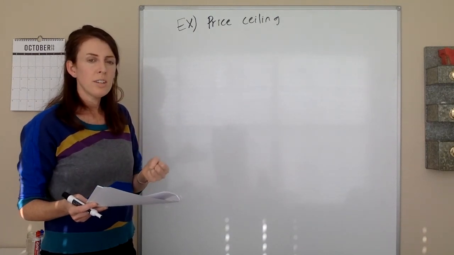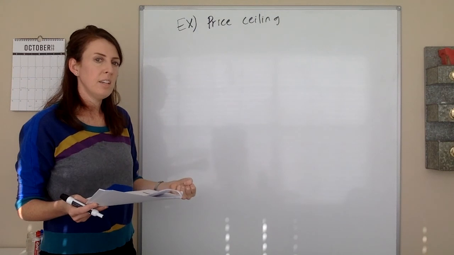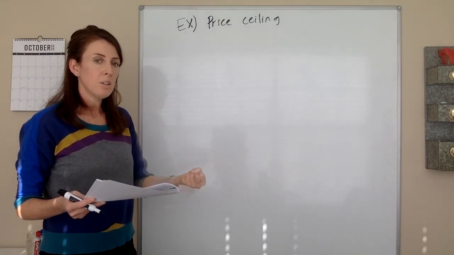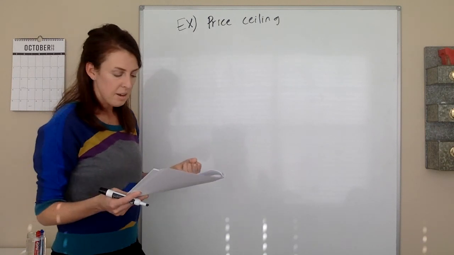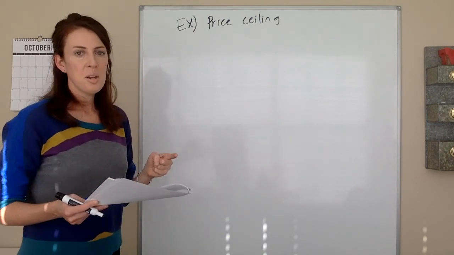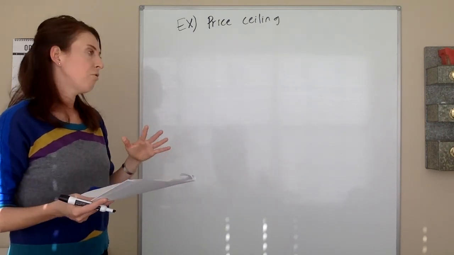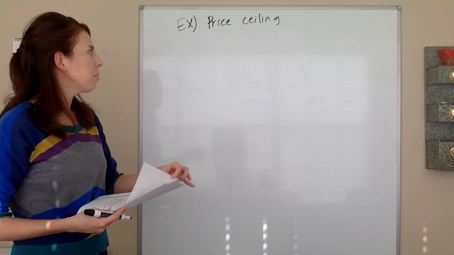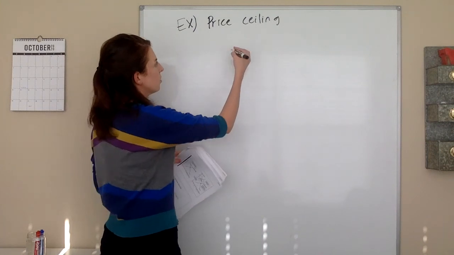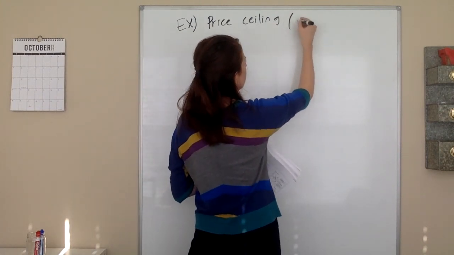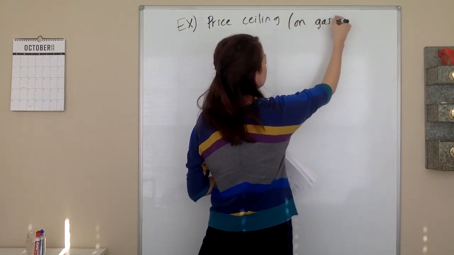And crude oil is an input to gasoline. So this impacted, or shifted, the supply curve for gasoline. And as I'll show you in a minute, everything just kind of fell apart and the government ended up having to come back and repeal the regulation. Okay, so here's the story. So, price ceiling on gasoline.